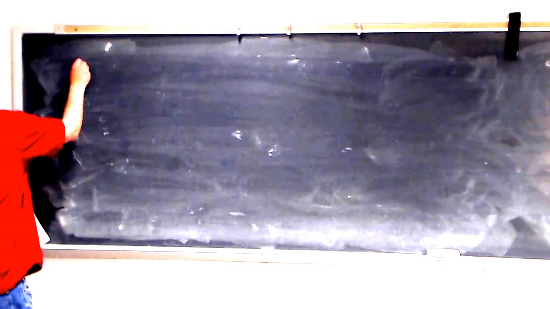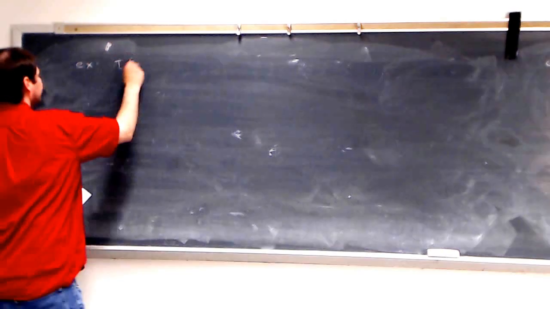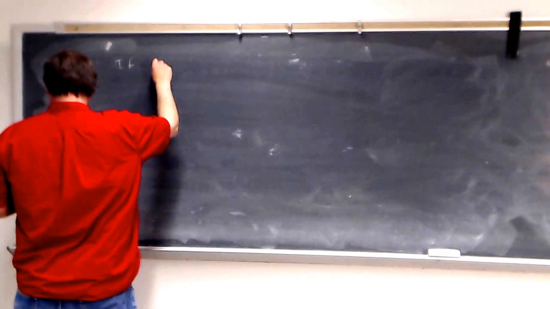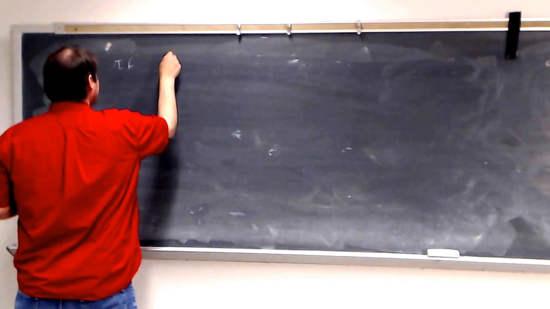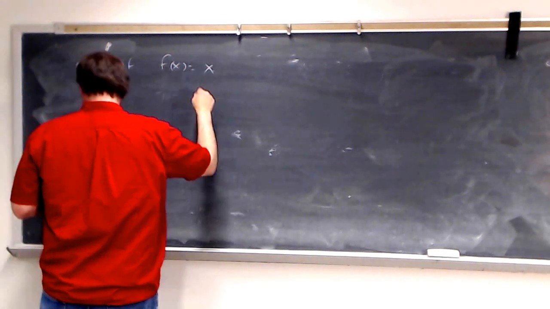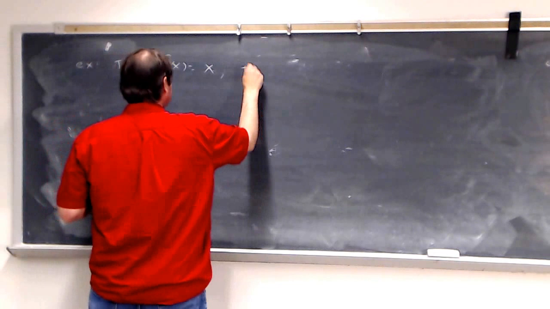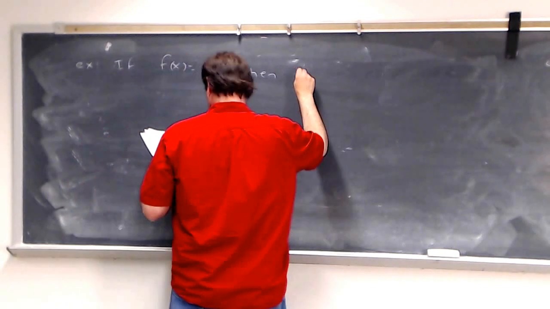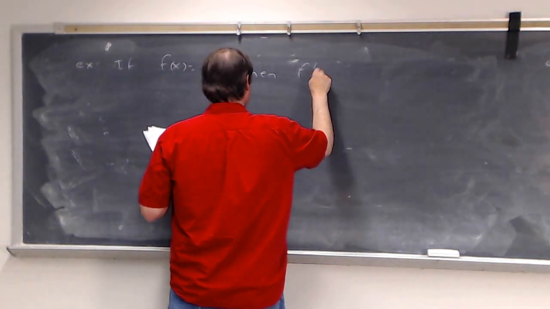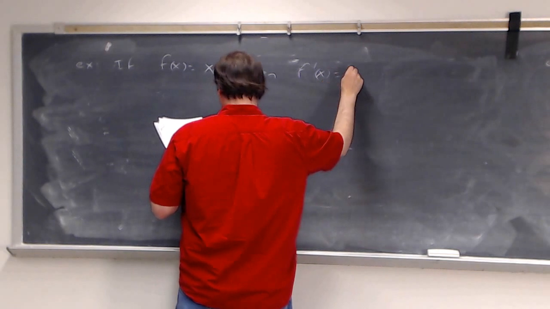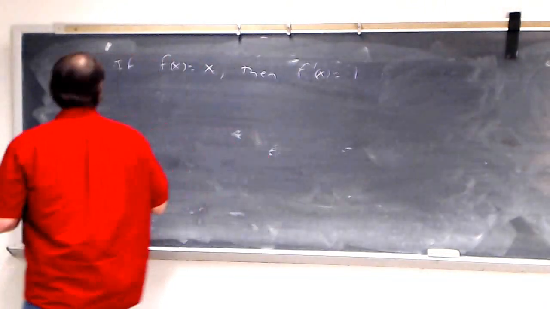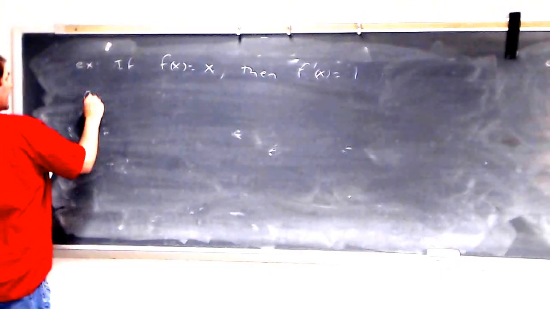Another example is that if f of x is equal to x, then f prime of x equals 1. Here's the proof of that.